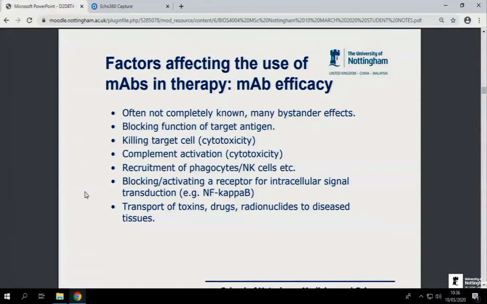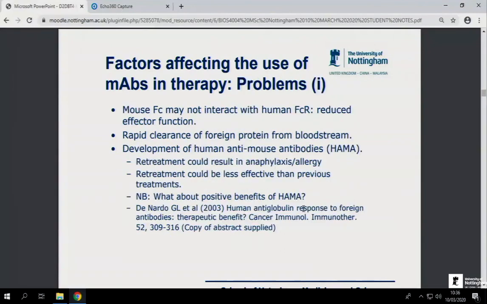Or you might block or activate a receptor for intracellular signal transduction. There's a thing called NF-kappa-B, which switches on after a cytokine called IL-8 activates a cell, and that is the early activation marker in a cascade of inflammation. So you might say, well, let's just activate that, or let's just block that on the tumour cell. And you can transport, as we said before, toxins, drugs, and radioisotopes to the disease tissue.